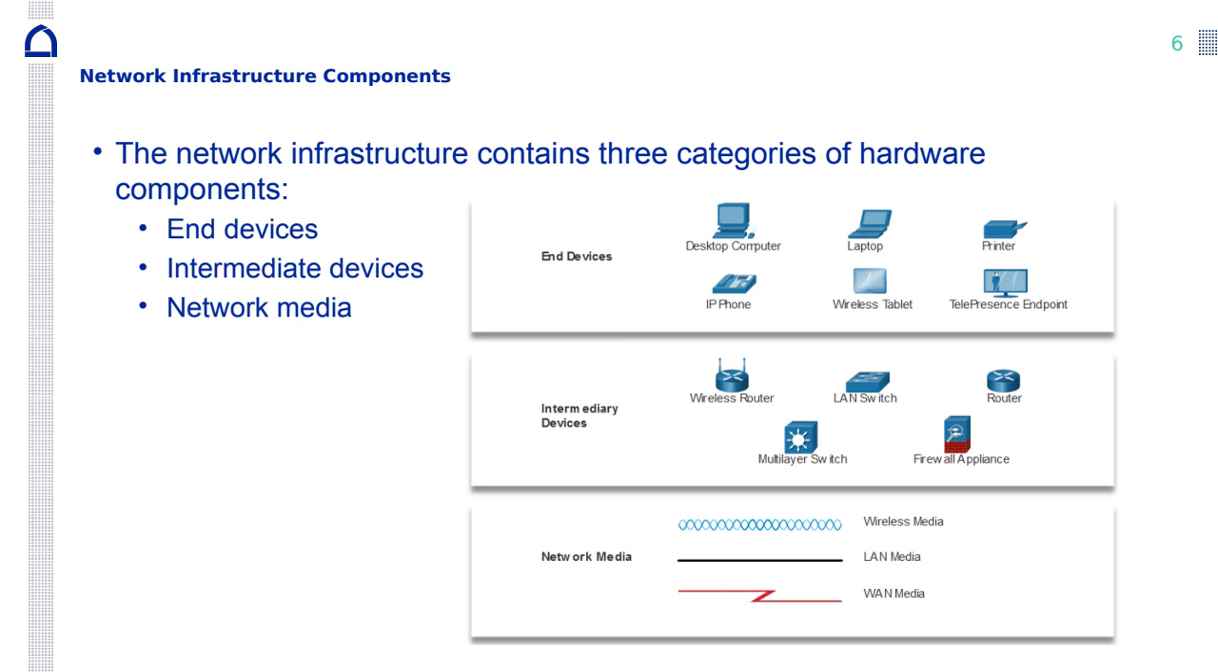We have different categories of hardware. Can you see it or is it small? Here we have end devices, computers, laptop, printer, iPhone. We have intermediate devices. Intermediate devices are like the wireless router, the access point. See the access point there on top? The white one there, do you see it? Okay. And then we have the network media or cable or wireless.